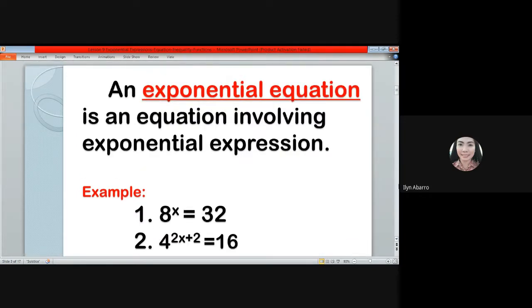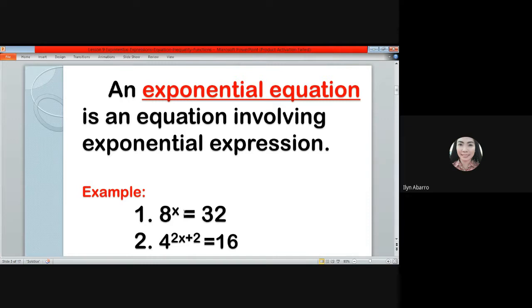The next one is the exponential equation. An exponential equation is an equation involving exponential expression. The examples are number 1, 8 raised to x is equal to 32, and number 2, 4 raised to 2x plus 2 is equal to 16. So we have here the equation. Of course, there must be an equal sign, so the two sides are equal. But then, for it to be an exponential equation, one of the sides must be an exponential expression.